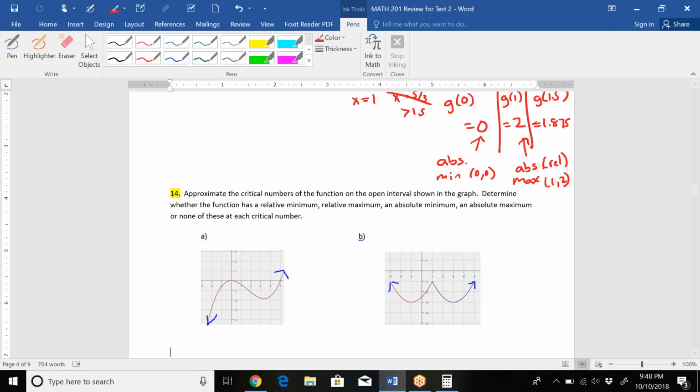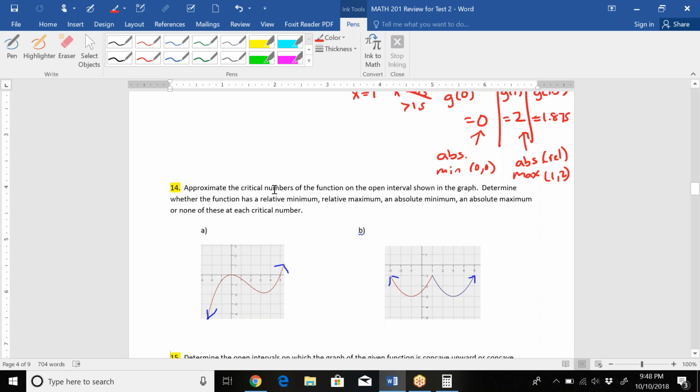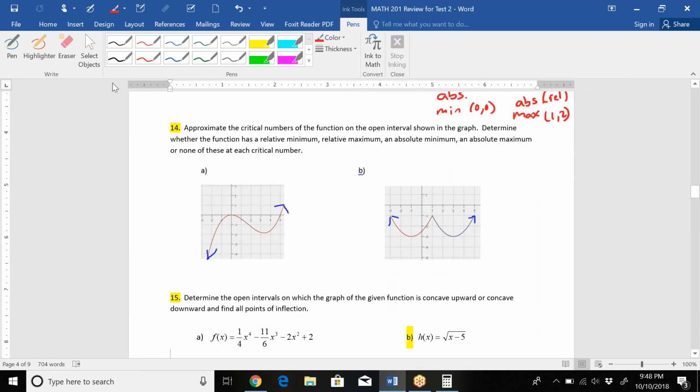Okay, so number 14 is approximate the critical numbers of the function on the open intervals shown in the graph. Determine whether the function has a relative minimum, relative maximum, absolute minimum, or absolute maximum, or none of these at each critical number. So to locate critical numbers, you're looking for maxes or mins, hills and valleys. So essentially, even though it's not differentiable at a cusp, that is still a max on a small interval.